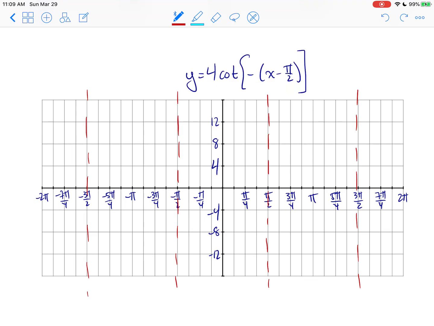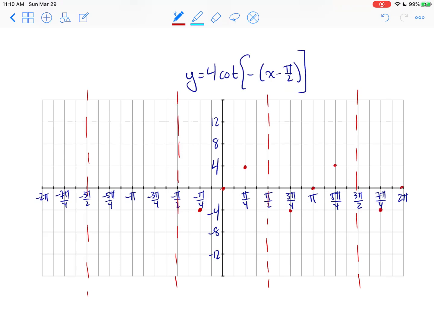So normally cotangent starts high, so at 4 and then 0, and then negative 4. But because of this negative inside, it's going to be mirror imaged vertically, horizontally, which I drew previously. And so that would look like this. And that pattern is just going to repeat.